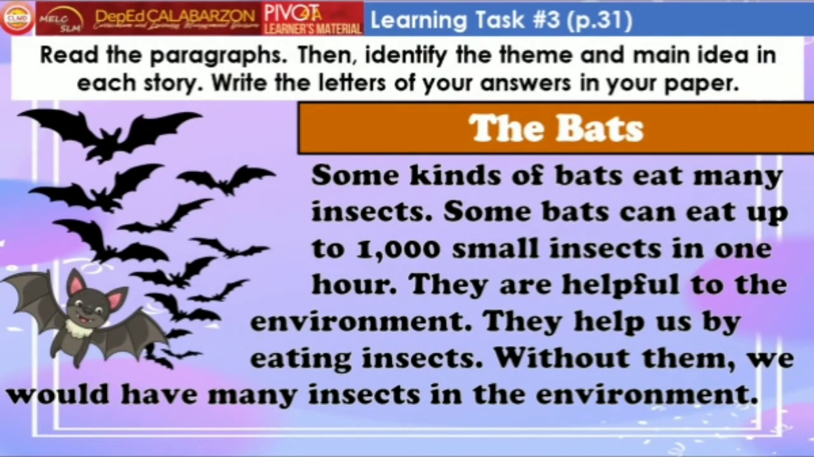For our learning task number 3 on page 31, read the paragraphs, then identify the theme and main idea in each story. Write the letters of your answers in your paper. This is entitled The Bots. Some kinds of bots eat many insects. Some bots can eat up to 1,000 small insects in 1 hour. They are helpful to the environment. They'll help us by eating insects. Without them, we would have many insects in the environment.